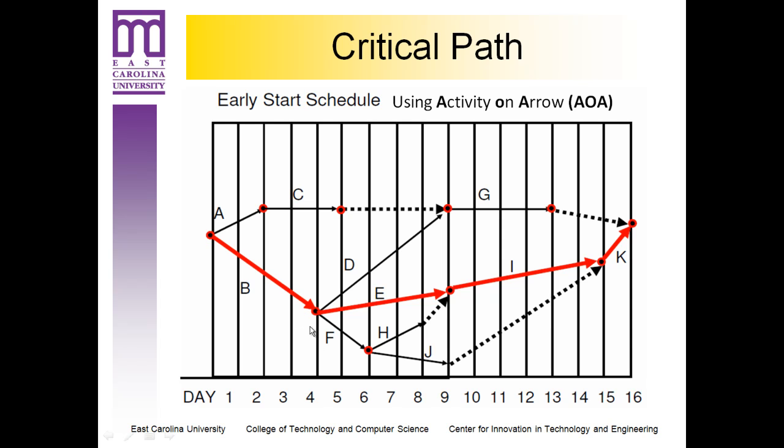Then after activity B would be activity E, starting on day 4, ending on day 9, followed by activity I, going to day 15, and then a one-day activity K. Now, these 4 activities represent a 16-day critical path for our project. And again, this is the activity on arrow representation, not the activity on node that we're familiar with in Microsoft Project.